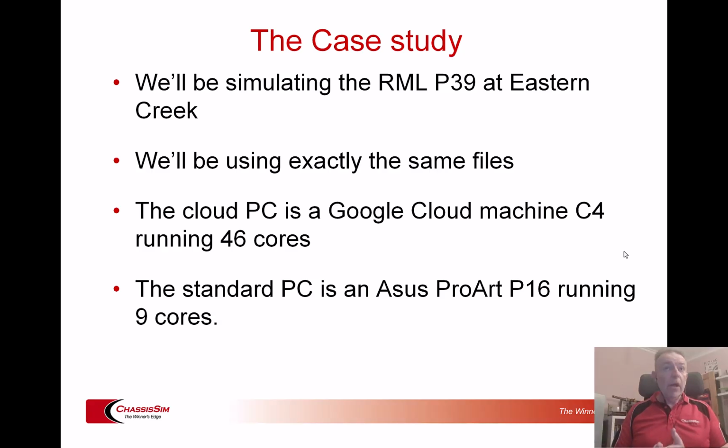The cloud-based application is going to be a Google Cloud Machine C4 running about 46 cores. The PC is going to be my laptop, an Asus ProArt P16 running about, I think, 9 inbuilt cores. There might be a few virtual CPU cores that it can call upon in turbo mode. And the reason I'm deliberately comparing a laptop to a top-of-the-range Google Cloud machine is going to become really apparent really fast. So, without further ado, let's get into it.